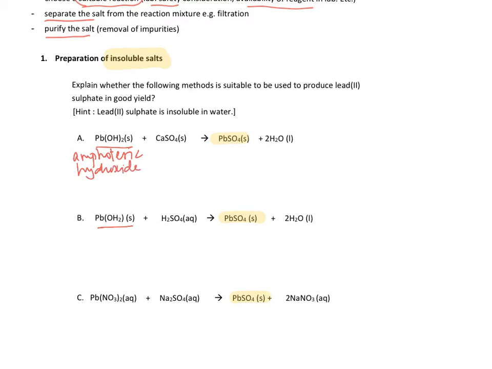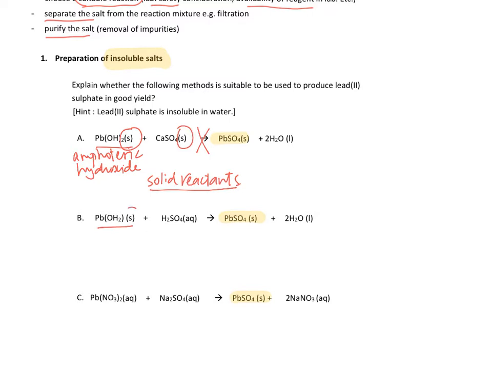You may need to check the meaning of amphoteric. In equation A, the reactants lead(II) hydroxide and calcium sulfate are insoluble in water. In fact, we seldom have reactions involving solid reactants. It is very difficult for solid reactants to react. If you mix lead(II) hydroxide solid with calcium sulfate solid, there won't be any reaction.